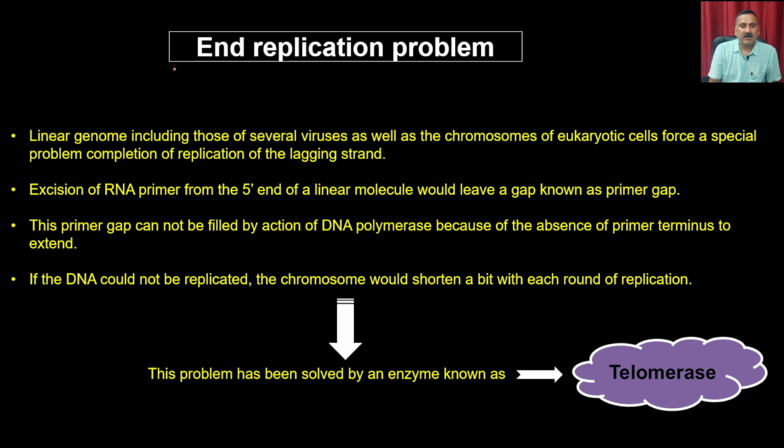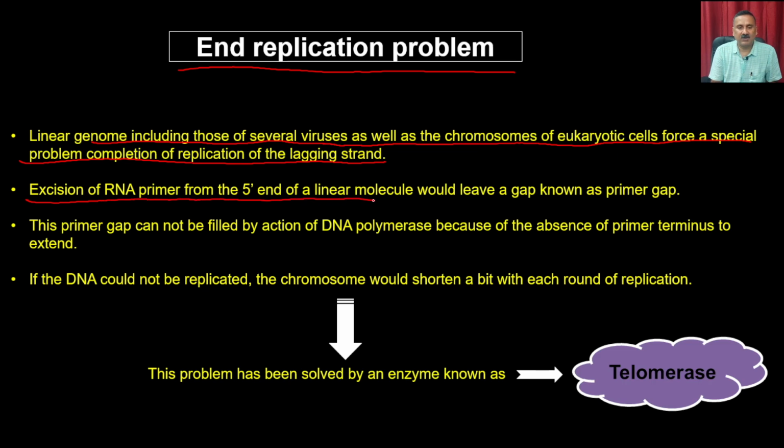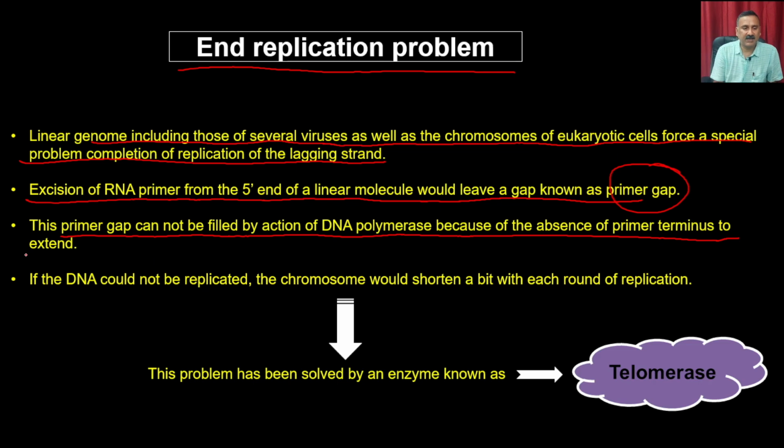Now, what is the end replication problem? Linear genomes, including those of several viruses as well as the chromosomes of eukaryotic cells, pose a special problem: completion of replication of the lagging strand. Excision of the RNA primer from the 5' end of the linear molecule would leave a gap known as the primer gap. And this primer gap cannot be filled by the action of DNA polymerase because of the absence of a primer terminus to extend.